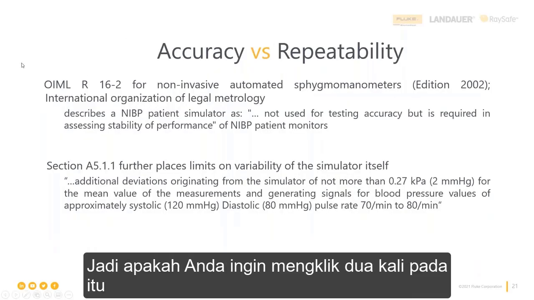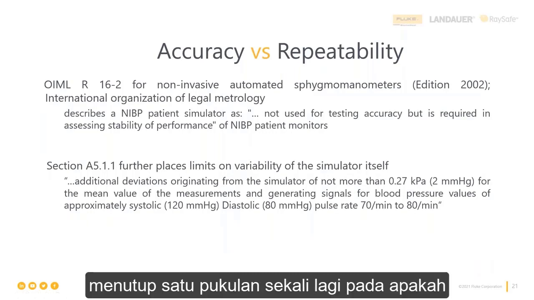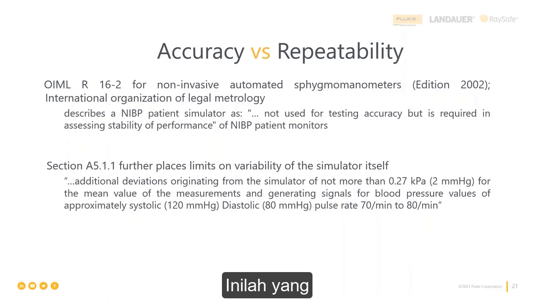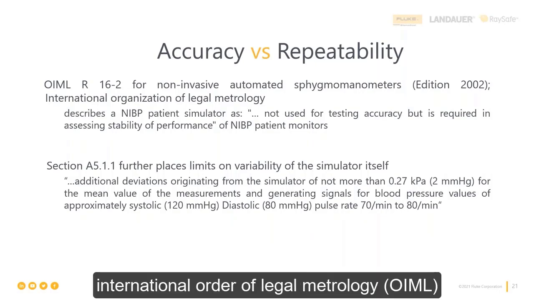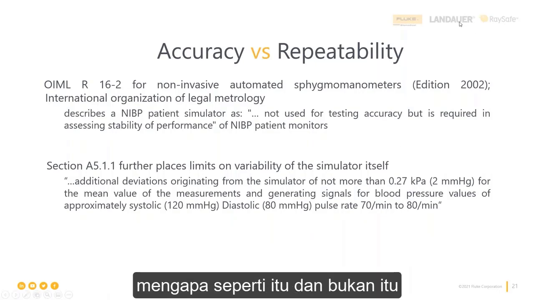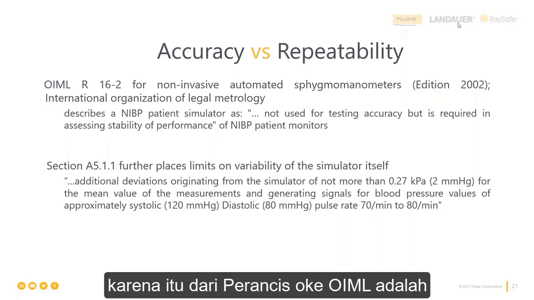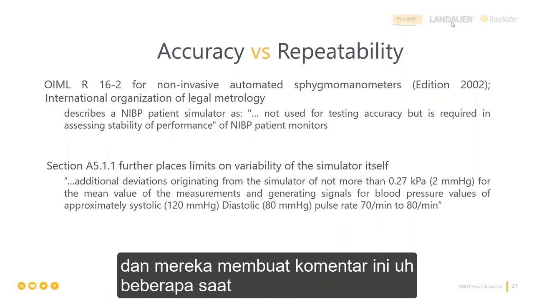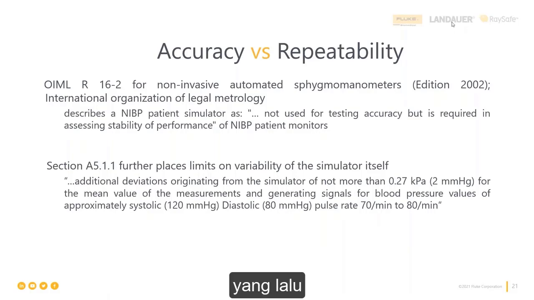So do you want to double click on that, Jerry? Sure, hit one more time on what accuracy is and what repeatability is. So here's what the International Organization of Legal Metrology, OIML, why is it that way? It's because it's French, okay? OIML is the French abbreviation of this organization. And they made this comment a while back, 2002, about NIBP.